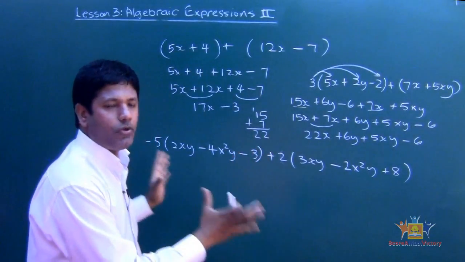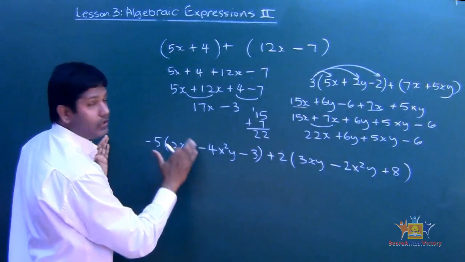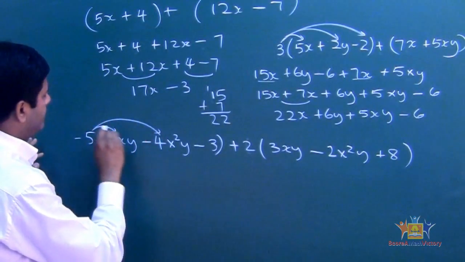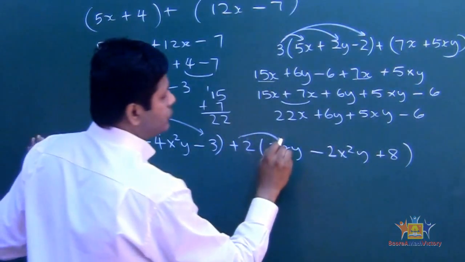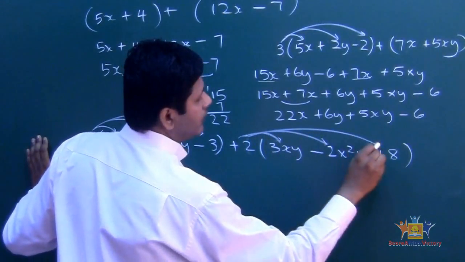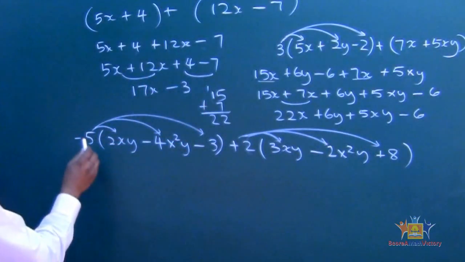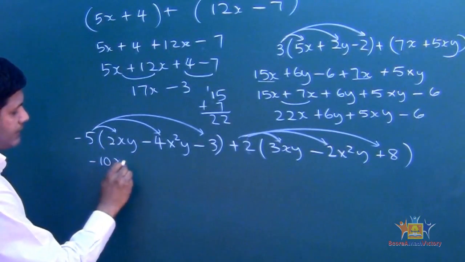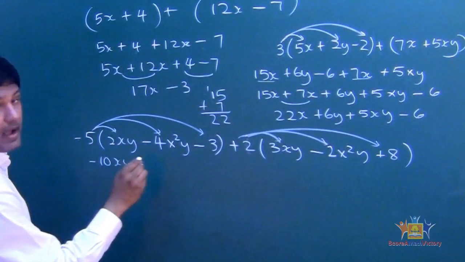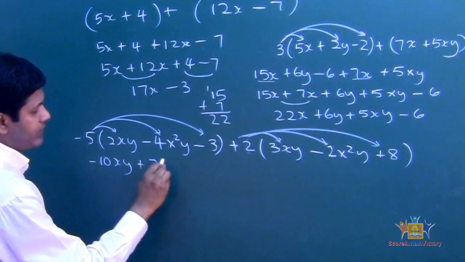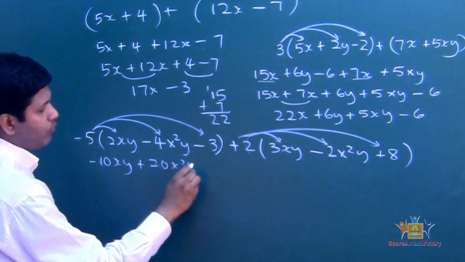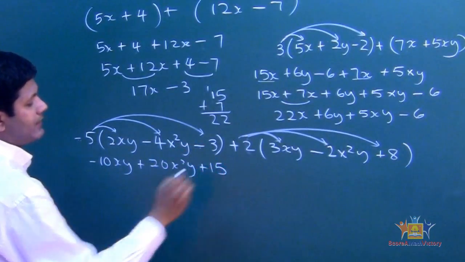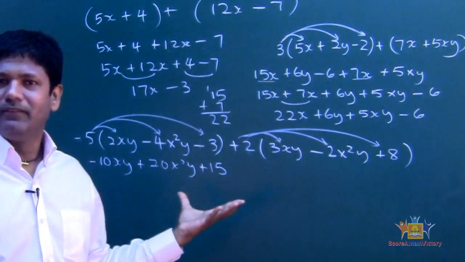Open the bracket. To open the bracket, I've got to do the distribution. I've got to distribute this negative 5 to all of them, and I've got to distribute the 2 to all of them. Let's do that first. Negative, positive, negative: 5 times 2 is 10xy. Negative, negative, positive: 5 times 4 is 20x squared y. Negative, negative, positive: 5 times 3 is 15. That's it. We opened the bracket.